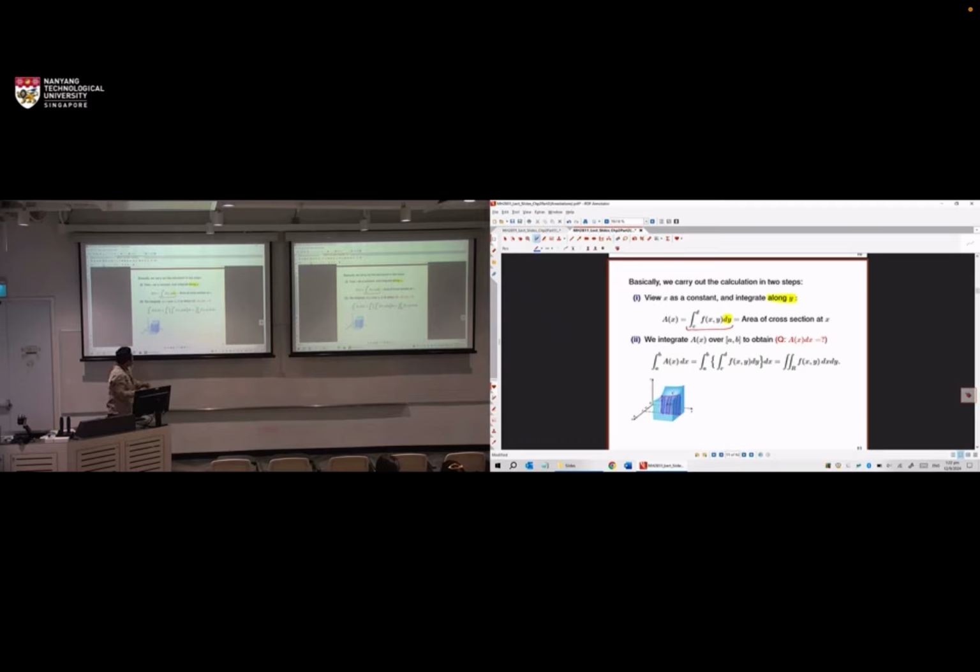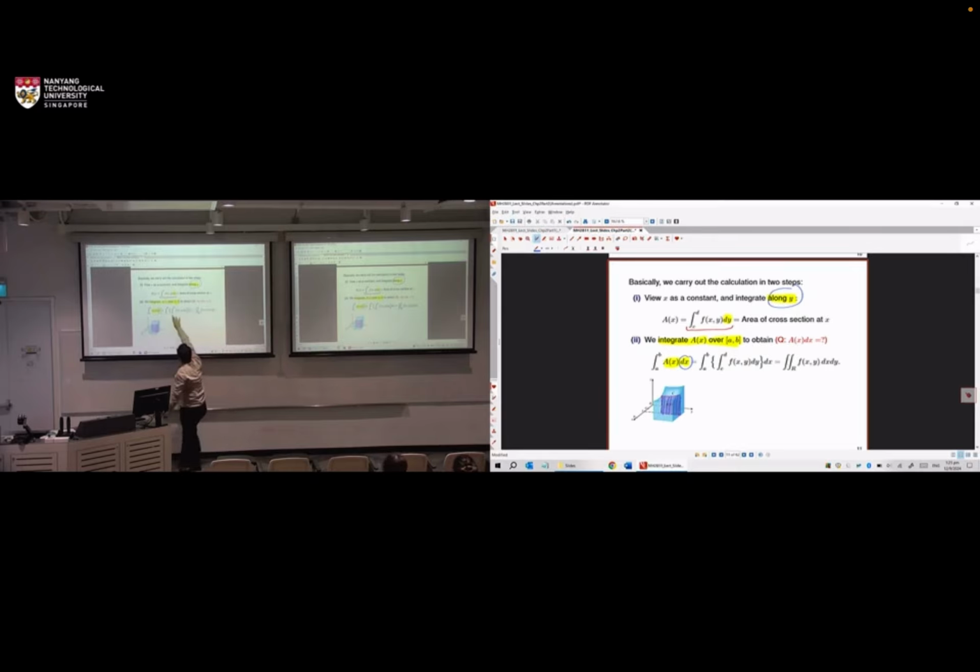Then you integrate A(x) over [a, b]. You integrate this with respect to x, because you do y first, then after that you do x. The answer you put down here, and you integrate with respect to x from a to b. Which means that this is what we want.